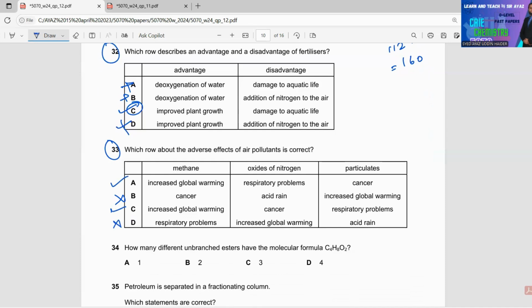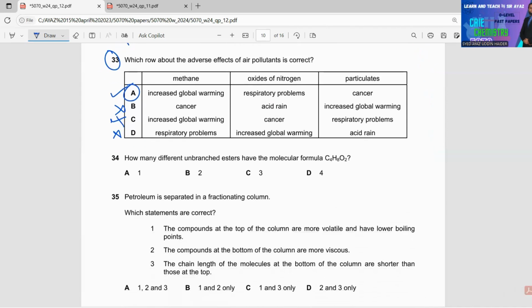Now let's look at the other details. That is oxides of nitrogen. They are responsible for respiratory problems. Yes, this is correct. Particulates, they are responsible for cancer. So A seems to be the right answer. In this case, C is incorrect, because oxides of nitrogen are not responsible for causing cancer, and particulates are not responsible for causing respiratory problems.